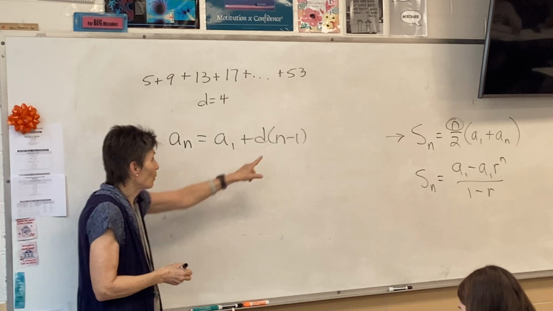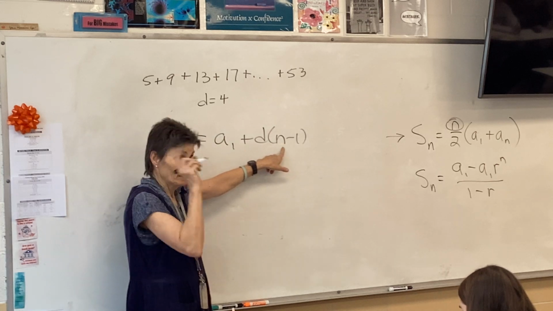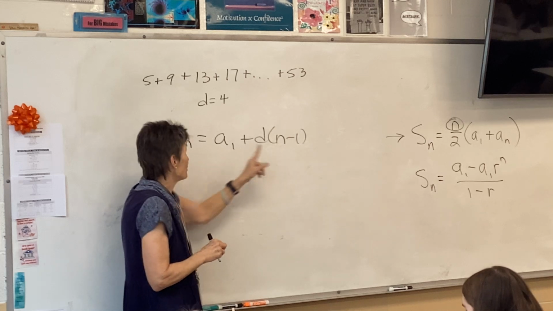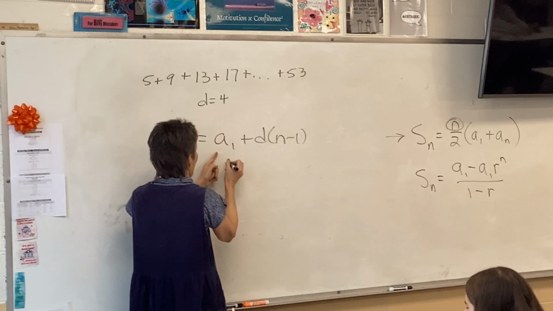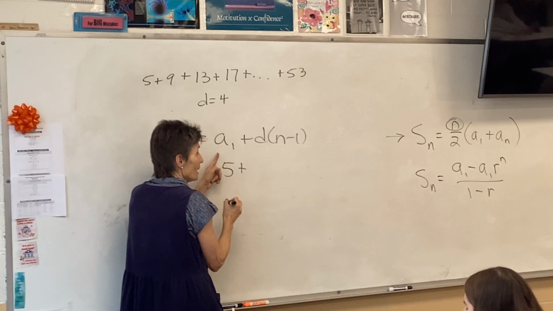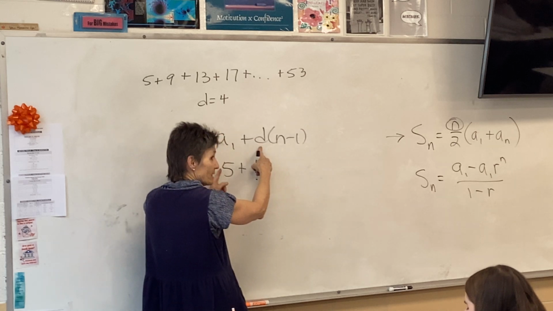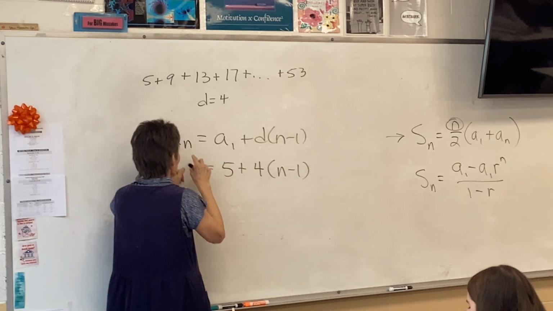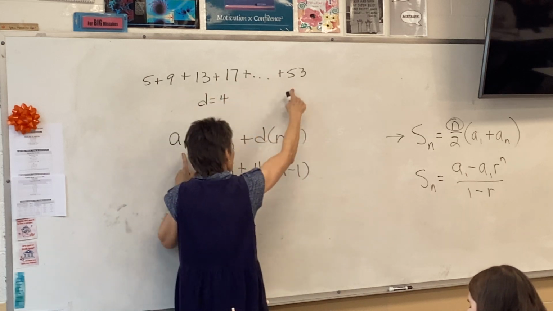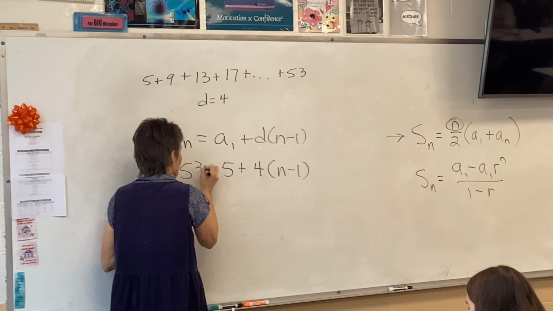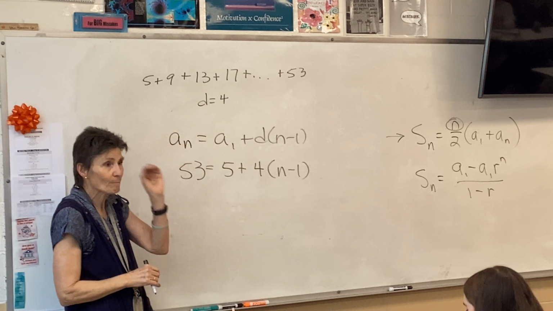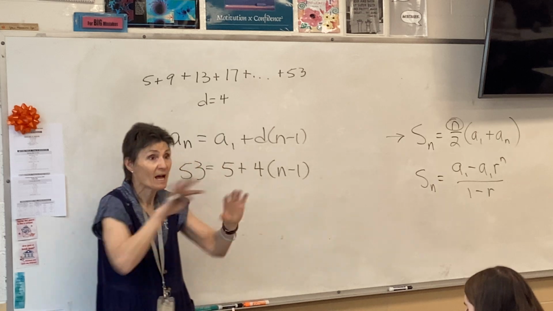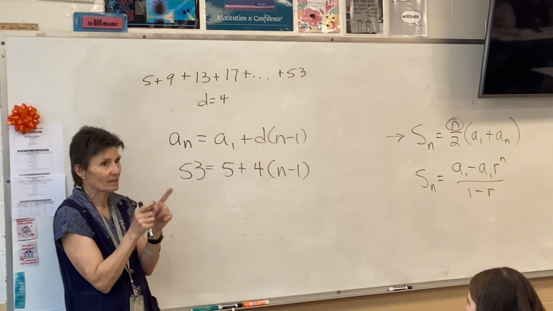I do not know what n is, but luckily, I know everything else. I know my first term is 5. I know my common difference is 4. And I know that the nth term is 53. That's the last term in the line. I don't know whether it's the 19th term or the 52nd term. I don't know which one it is, but it's the last term in the line.